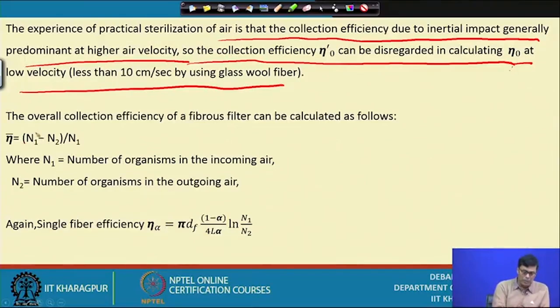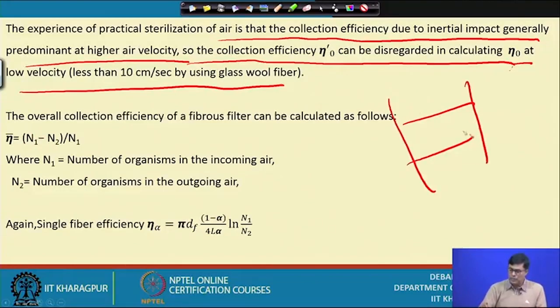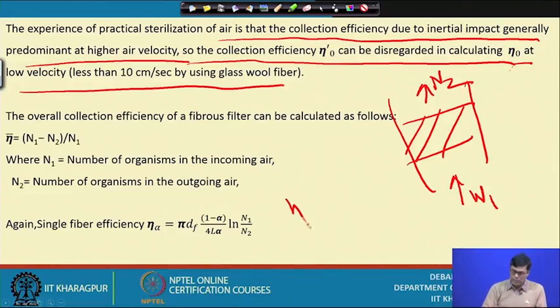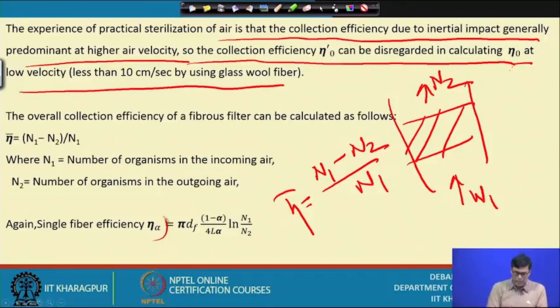Now, overall collection efficiency is calculated in N1. Suppose this is a fiber, this is a filter, and you pass air, and air in is N1, and this is N2. So, removal efficiency will be what? N1 minus N2 divided by N1. Am I right? This is how you can calculate it.